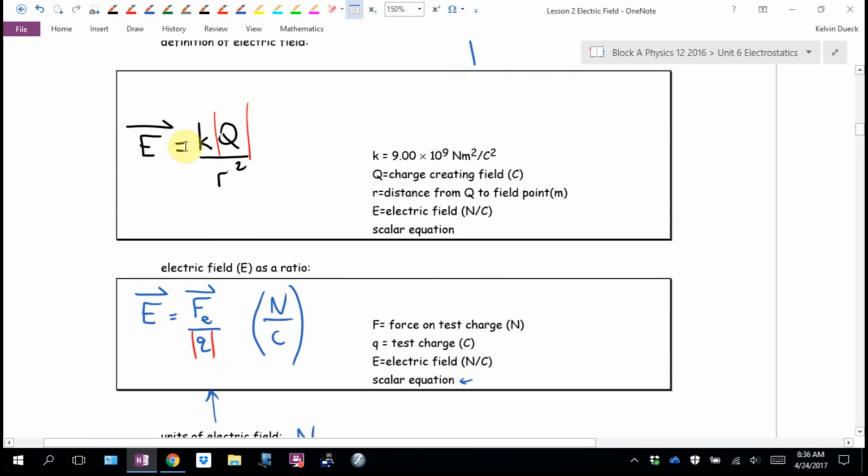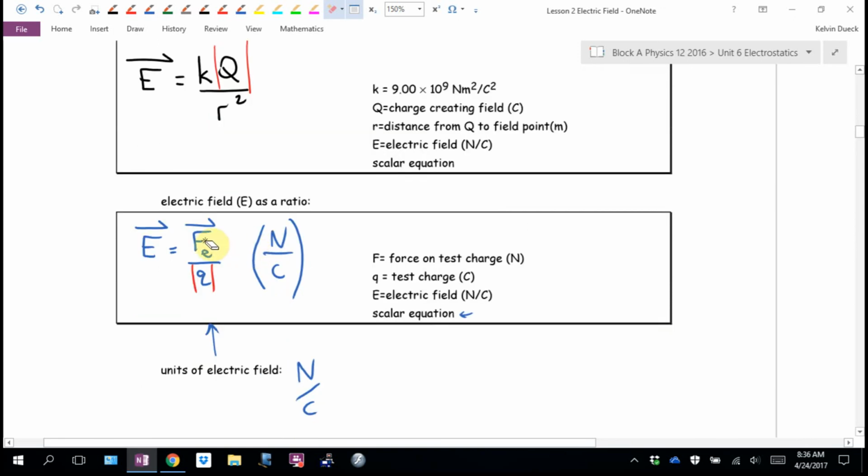We said you can calculate the gravitational field in two ways. The first way you can calculate it is if you know what's causing it. In the same way, the first way you can calculate gravitational field is if you know how big the planet is. So planet, we have mass, charge. Electric field, we have charge. KQ over R squared.